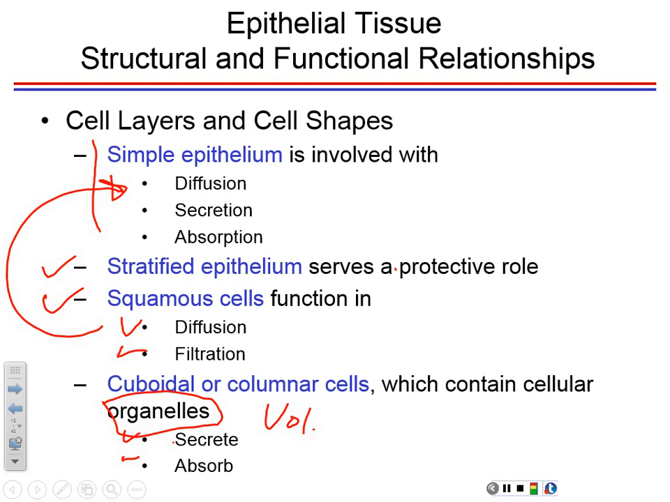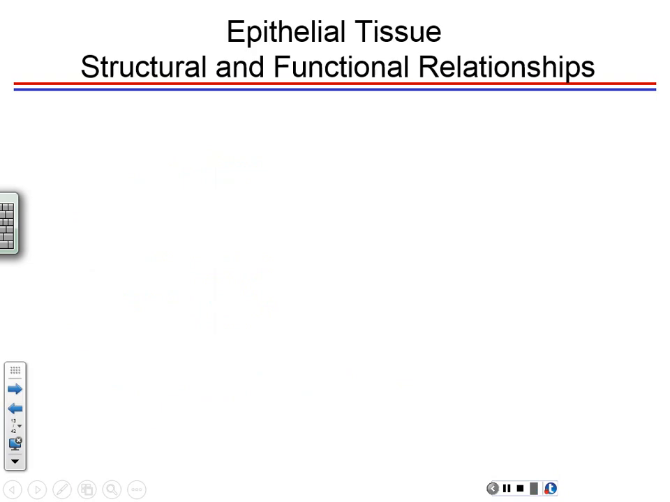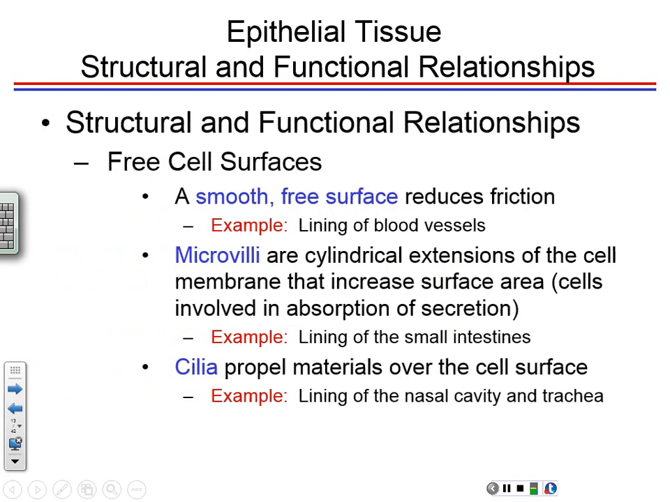So these kind of make sense in terms of the structure and the function, the way they are related. And then, of course, we talked about this last time in terms of what the cilia will do, moving substances on the surface, or the microvilli in terms of increasing surface area, such as for digestion in the intestines. And then, of course, the free, smooth surface, like in the blood vessels.